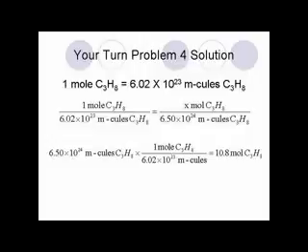I multiply my equality in the form of a conversion factor by my starting quantity, 6.50 times 10 to the 24th molecules of C3H8, times 1 mole of C3H8 over Avogadro's number, or 6.02 times 10 to the 23rd molecules of C3H8. The number of molecules will cancel, and I'm left with moles, and in this case 10.8 moles of C3H8. How'd you do?